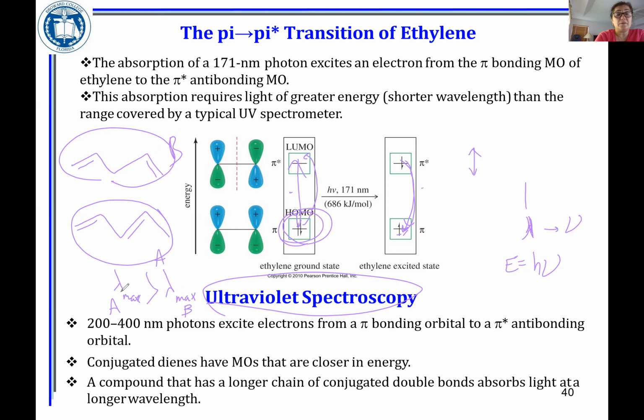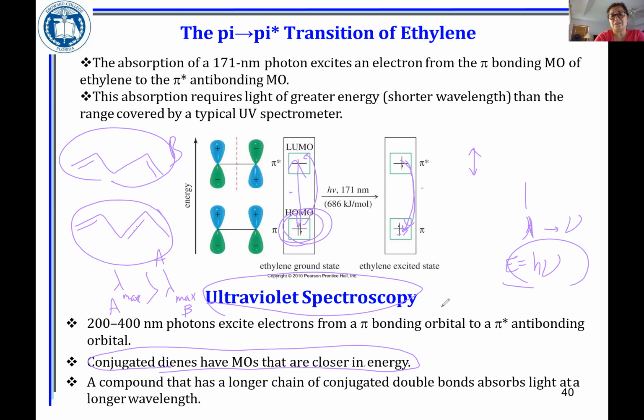So greater lambda max means less energy. When there is a conjugation, the energy difference between the occupied and unoccupied orbitals is going to shrink, and it gets lower. If they are conjugated dienes, they have MOs that are closer in energy. As a result, it takes less energy, and this amount of energy can be calculated in UV spectroscopy.